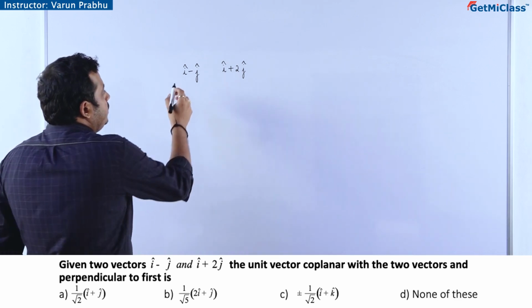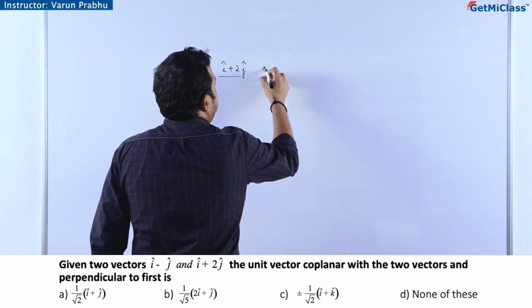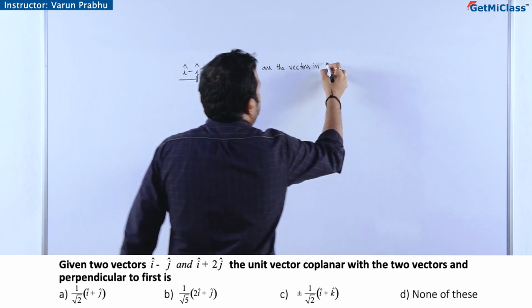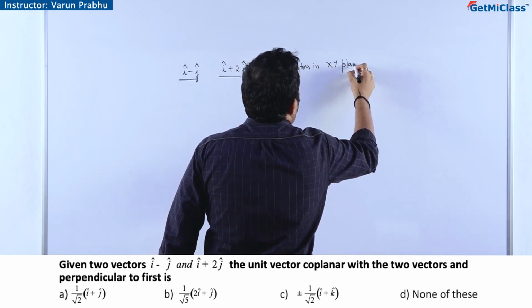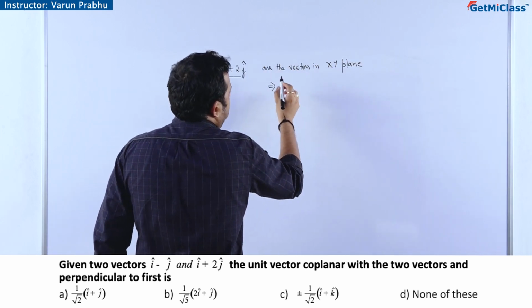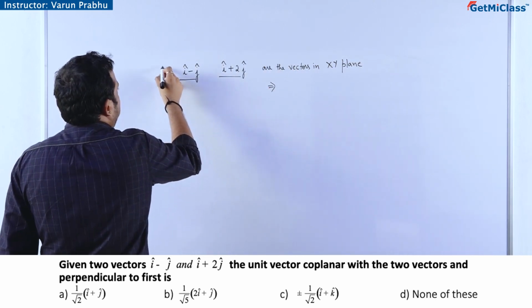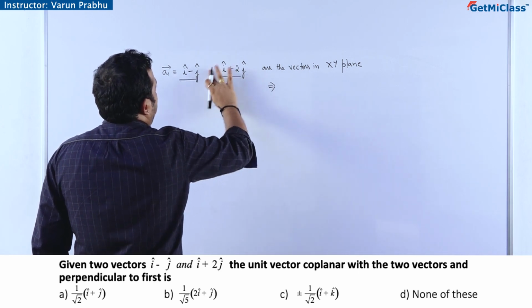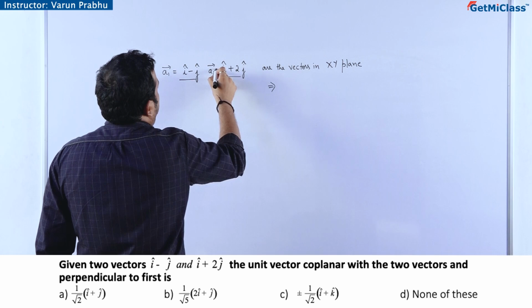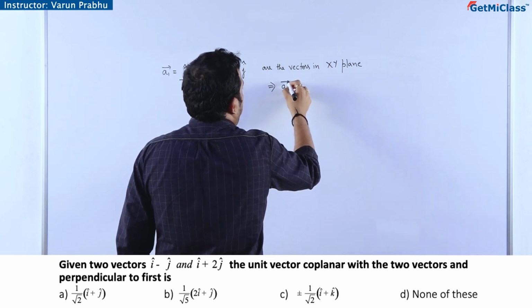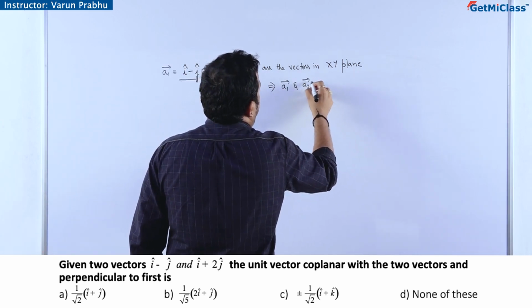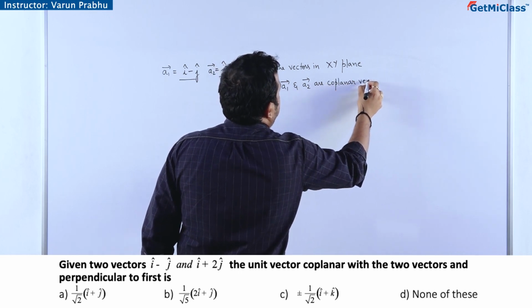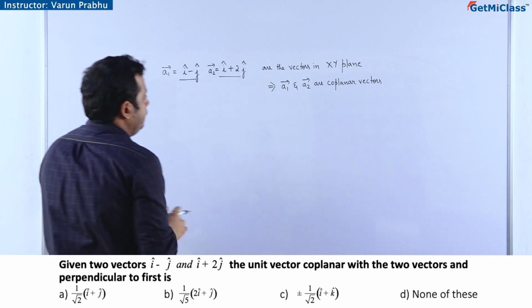If you consider these two vectors in the xy plane, obviously they are coplanar, right? Because they are lying in the same plane. I'll call this vector a1 and this vector a2. So vector a1 and vector a2 are coplanar vectors.